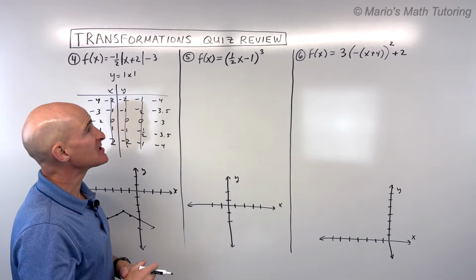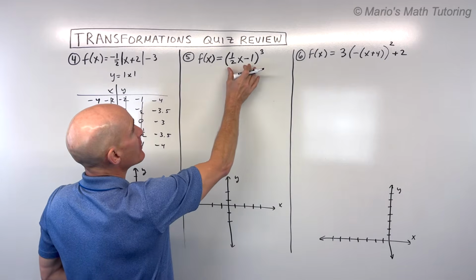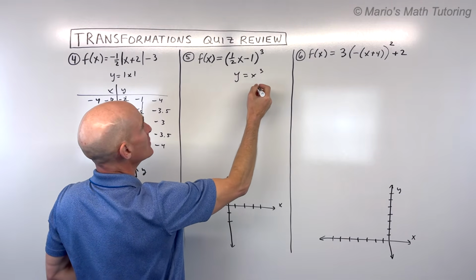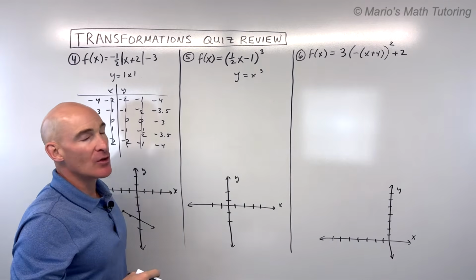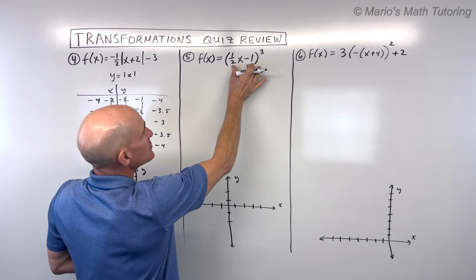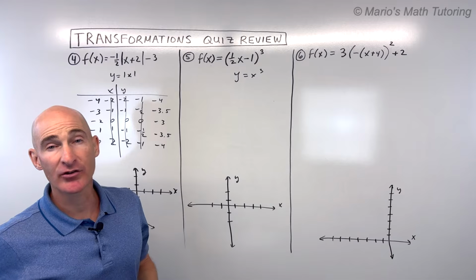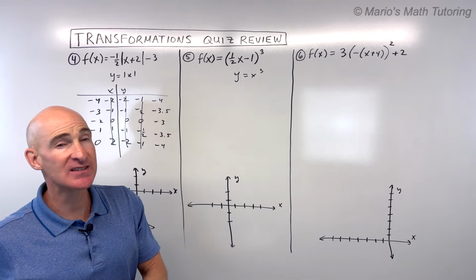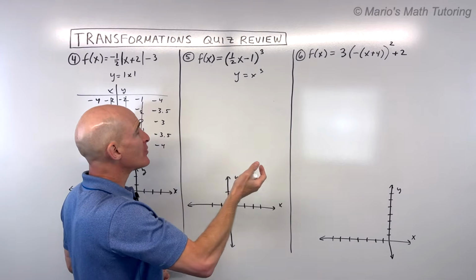Well, okay, now this is interesting. When it's grouped, first of all, the parent function you can see is x cubed. Let's just write that down, y equals x cubed. But when it's grouped with the x like this, we said it affects the x values, the horizontal direction. We also said it has the opposite effect. And what's interesting is that you can almost think of it as the reverse of the PEMDAS.